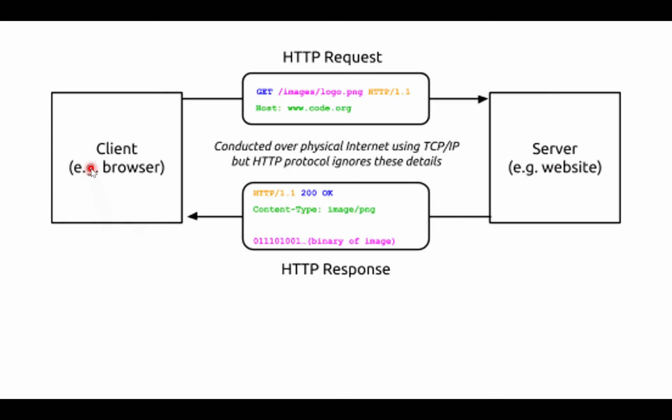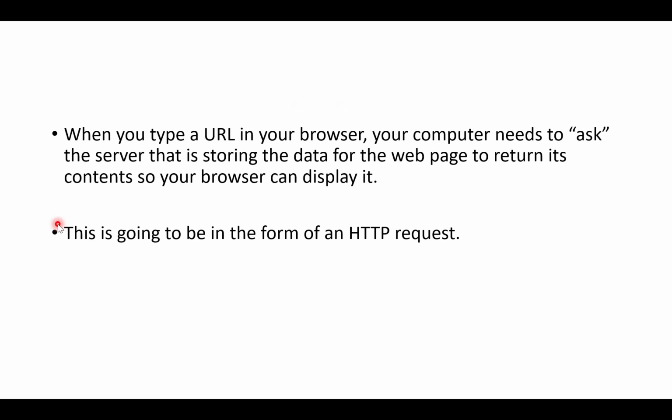Now, as it's sending this back, it is using packets. It is using TCP, which, remember, is the guy that error checks your packets to make sure they go back in order for you. And then you also have those IP addresses that are working in there. So let's dig a little bit closer here. When I type in a URL in my browser, your computer needs to ask the server that is storing the data to return the content so your browser can display it. So that's going to look like an HTTP request.